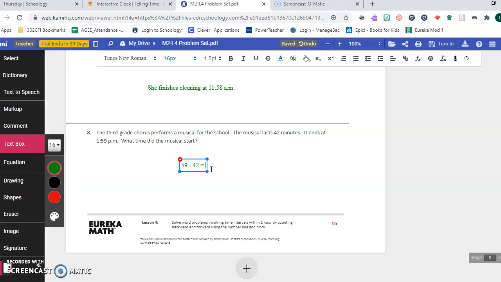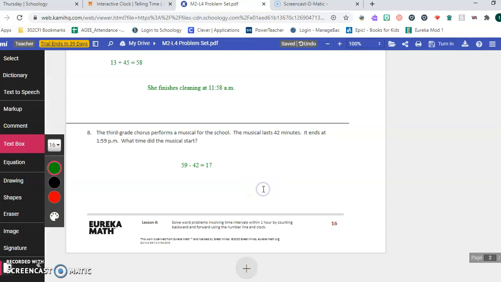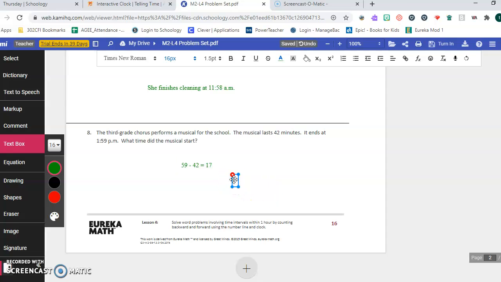I will count up from 42 to 59. Up 10 from 42 is 52, and so that's 10. 53, 54, 55, 56, 57, 58, 59. I was counting on my fingers as I go, so that's 7 more. So that would be a total of 17 minutes. And so that's my start time. It's not 17, it's going to be 1:17 is when the musical started.